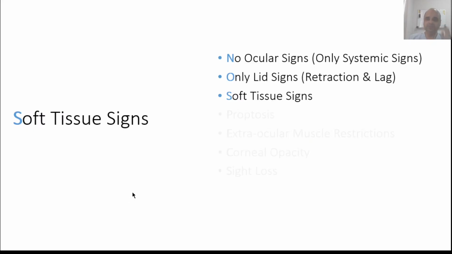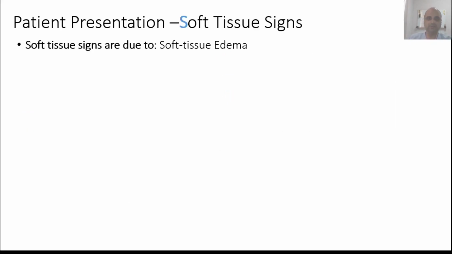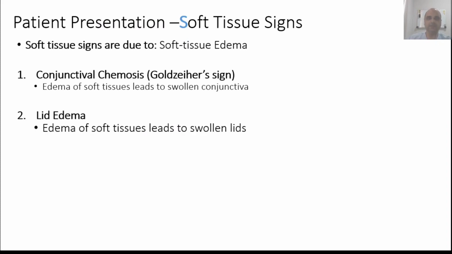Now we are moving on to the third stage, which is soft tissue signs. And soft tissue signs occur because of soft tissue edema. We have conjunctival chemosis, in which we have conjunctival congestion, redness, and edema, which is called the Goldzieher sign. Yes, I know another term that nobody likes to remember, but hey, what can you do? And lid edema, which is edema in your lids, which is because of soft tissue edema.